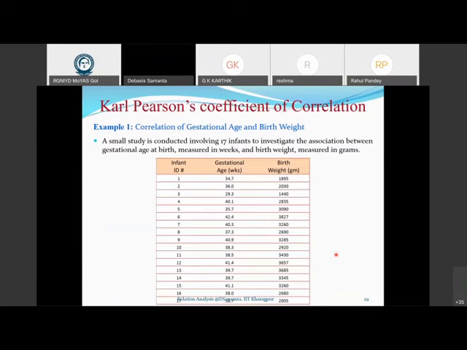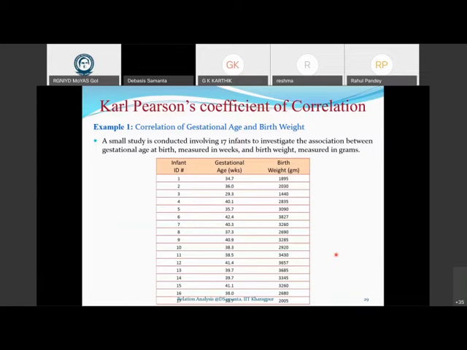Now here is an example. As you see, we have considered 17 records, so the size of the population is 17 in this case. What is the data? The first attribute is gestational age, which is the number of weeks that the baby was in his or her mother's womb.